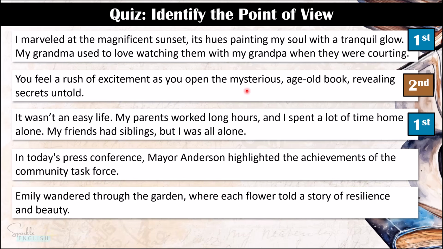Number 3 has been written from the first person point of view. My parents. I spent a lot of time alone. I was all alone. This might be a short story or a personal memoir. The author is writing from their perspective. Number 4 has been written from the third person perspective. This is a report about Mayor Anderson. And finally, number 5 has also been written from the third person perspective. And in number 4 and number 5, there are no other pronouns or sentences that would indicate that the author is using the first or second point of view.